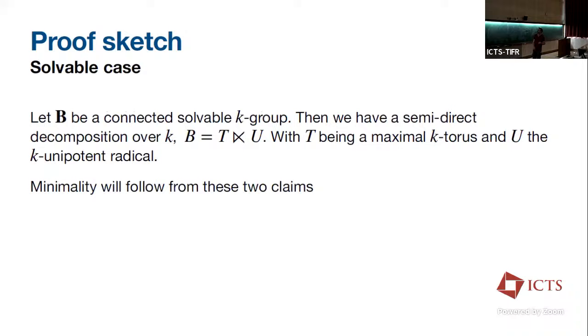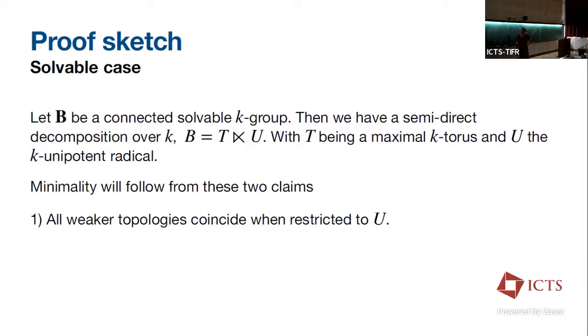Great. So let's prove it for solvable groups. And solvable groups, again, have this wonderful semi-direct product where T is some torus and U is this unipotent group. And the proof for minimality will follow from these two claims. Claim one is the following.